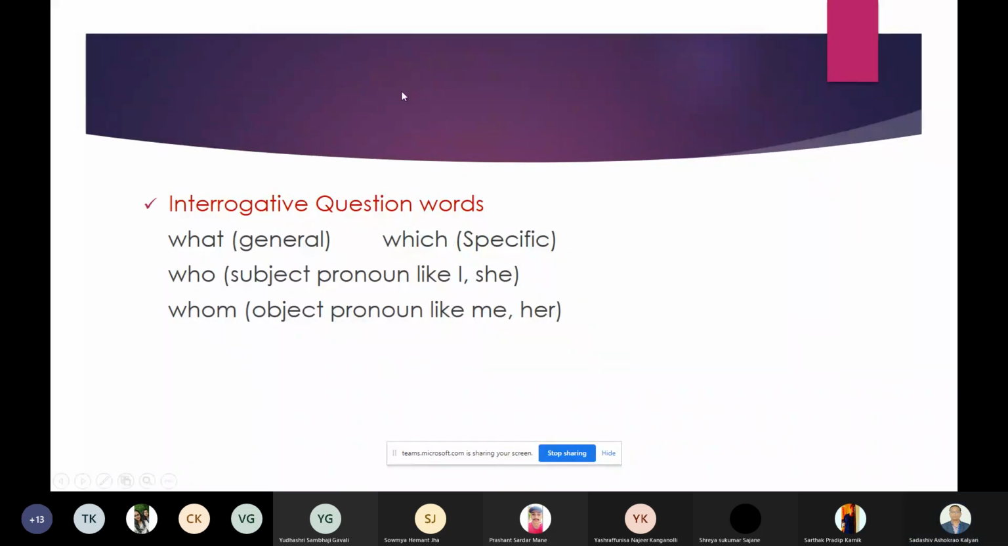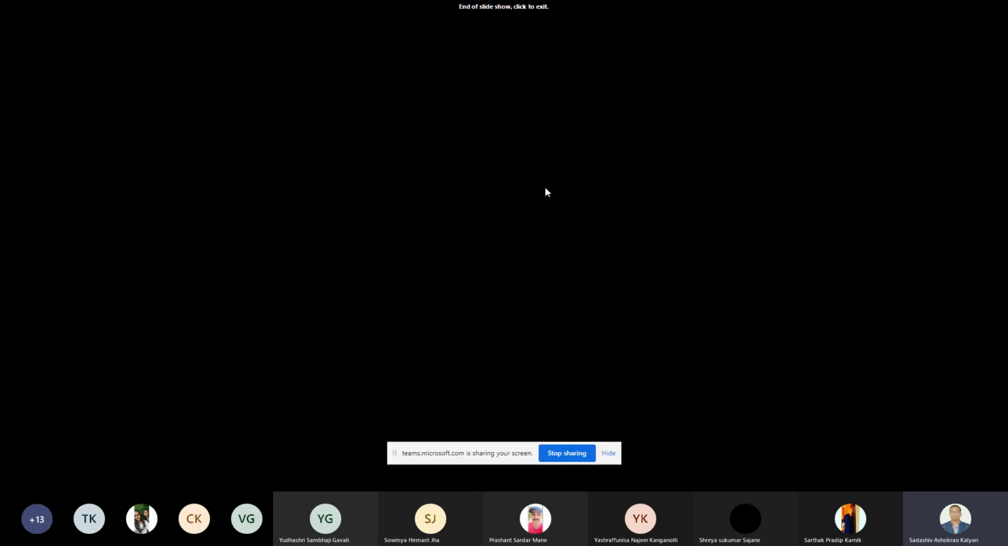Which, which is your favorite game? Whenever we want to give specific information, we use the word which. Which is the famous place at Kolhapur? So we want to know the specific information. These are all the interrogative question words that we use in our day-to-day life.